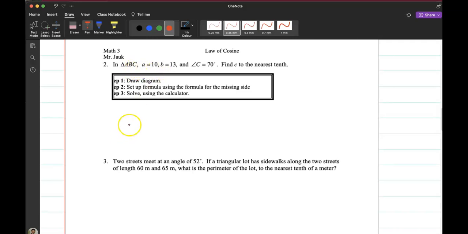In triangle ABC, what you need to do is draw a diagram. This is important. Big A is here, big B, big C. Generally we put small a, small b, and small c on the opposite sides. So a is equal to 10, b is equal to 13, and C is equal to 70 degrees.